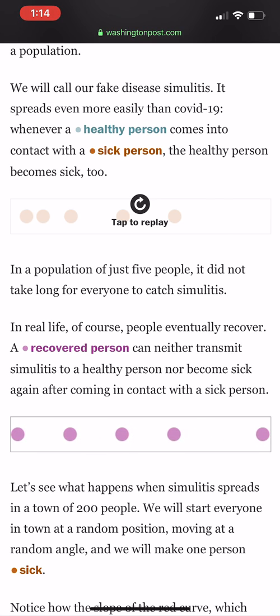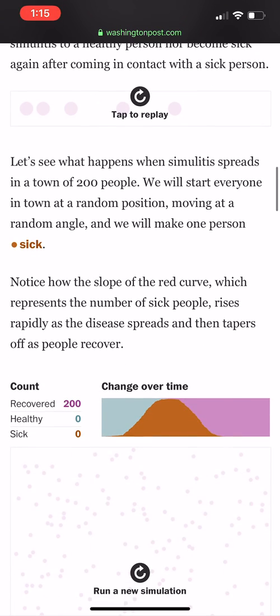Okay. So now what we're going to do is we're going to look at 200 dots on the screen. One of these people is going to start off as sick. And then what's going to happen is everyone is going to be moving. So this is like what normally happens on a normal day when everybody leaves their house and everybody goes places. Okay. So this is like before school was put on a break. Okay, you're also going to look at the change over time.